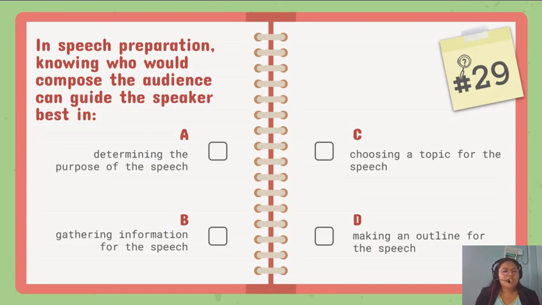Number 29. In speech preparation, knowing who would compose the audience can guide the speaker best in A. Determining the purpose of the speech. B. Gathering information for the speech. C. Choosing a topic for the speech. Or D. Making an outline for the speech. The correct answer is C. Knowing the age or social group in which the audience belongs to will help the speaker to choose an appropriate topic for them to be interested in the speech.